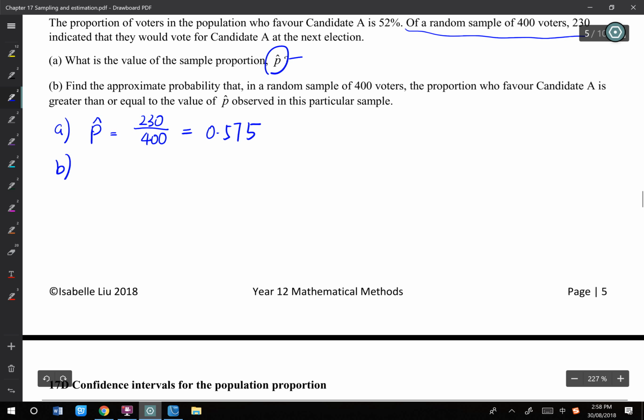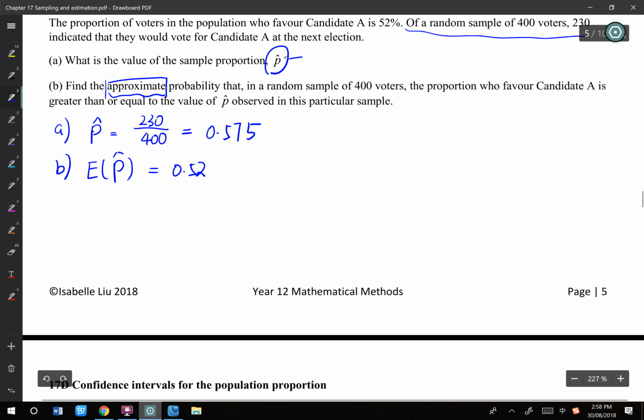Okay, that's it. B is asking to find the approximate probability. Okay, you see the word approximate? Normally they will make it more specific, like use the normal approximation to find what. So this is like a normal approximation question. So the approximate probability that in a random sample of 400 voters, the proportion who favor candidate A is greater than or equal to the p hat observed in a particular sample. So I want to be more than 0.575.